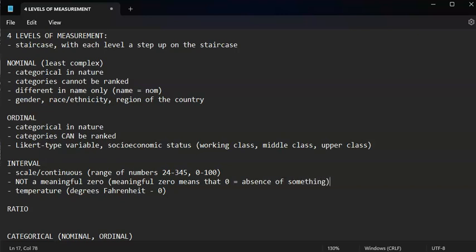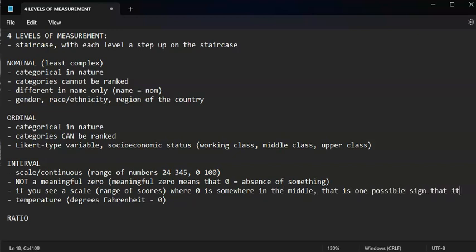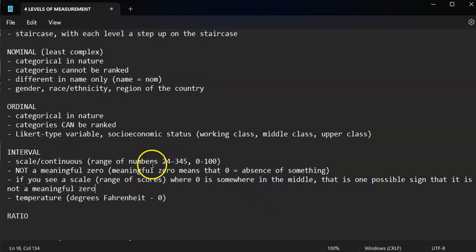So 0 degrees Fahrenheit doesn't mean an absence of temperature. Like I said, it's just another marker along that scale. One way to usually see if there's a meaningful 0, this doesn't work every single time, but if you see a scale, range of scores, where 0 is somewhere in the middle, that is one possible sign that it is not a meaningful 0. You can see temperature goes negative, so 0 is just one score on that scale.